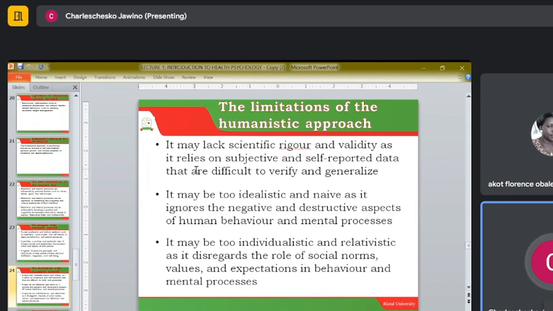Another limitation is that it may be too individualistic and relativistic, as it disregards the role of social norms, values, and expectations in behavior and mental processes. This means we expect you, as a normal human being, to behave in certain ways. For example, abusing other individuals, or undressing in public. We don't expect you to. Undressing is okay, so long as you are doing it in your own room or in a private area. But where are you undressing from? So those are the normal behaviors and normal expectations in society.